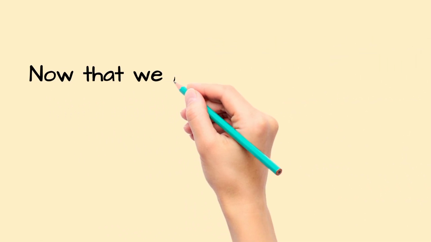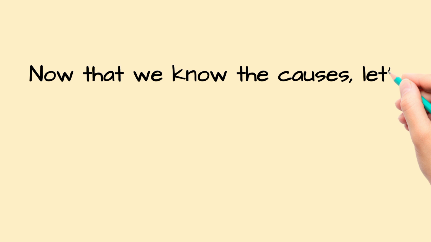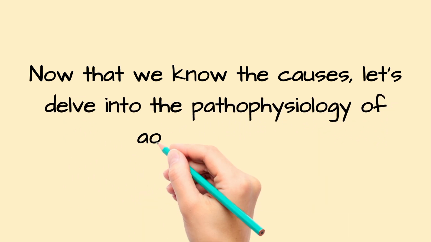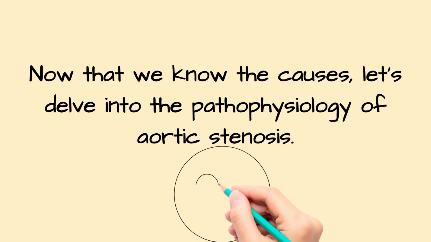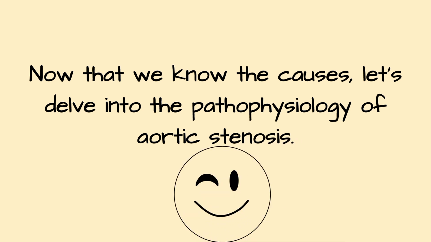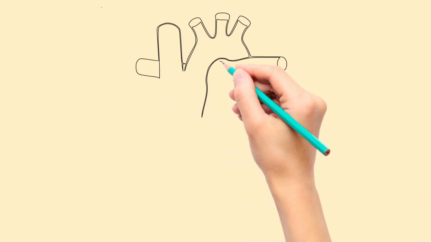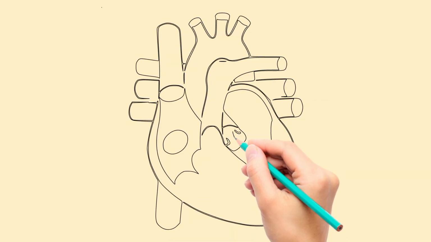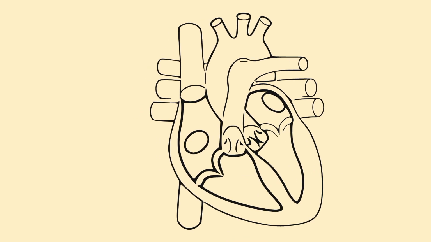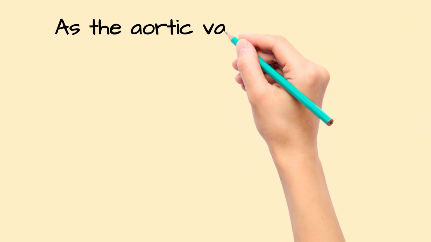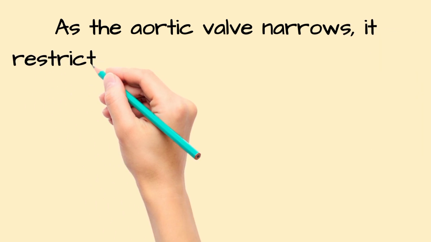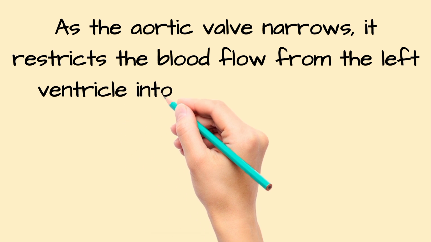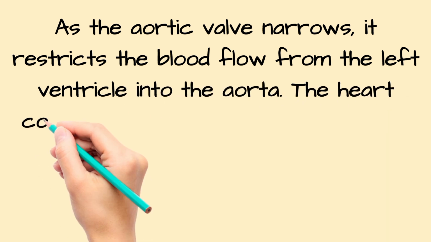Now that we know the causes, let's delve into the pathophysiology of aortic stenosis. As the aortic valve narrows, it restricts the blood flow from the left ventricle into the aorta. The heart compensates for this obstruction by increasing the pressure gradient across the valve.